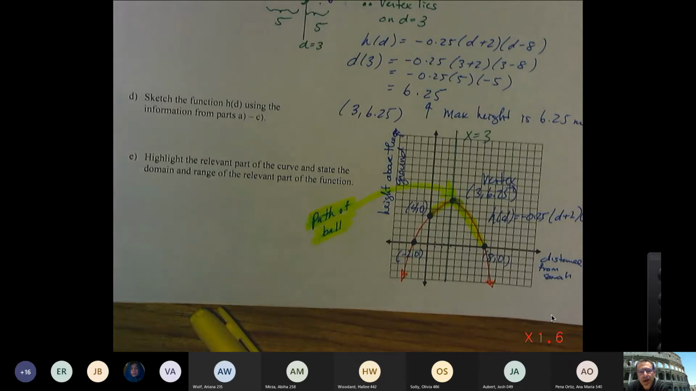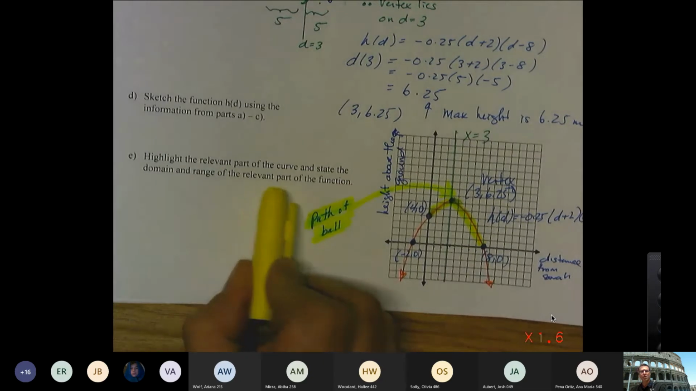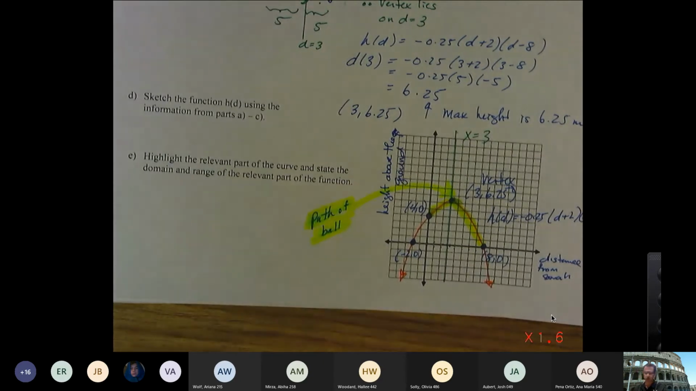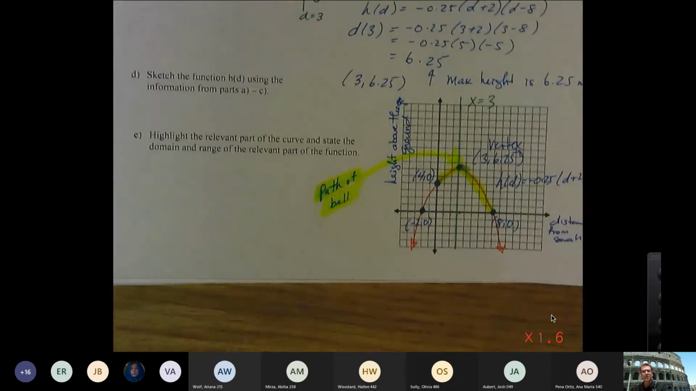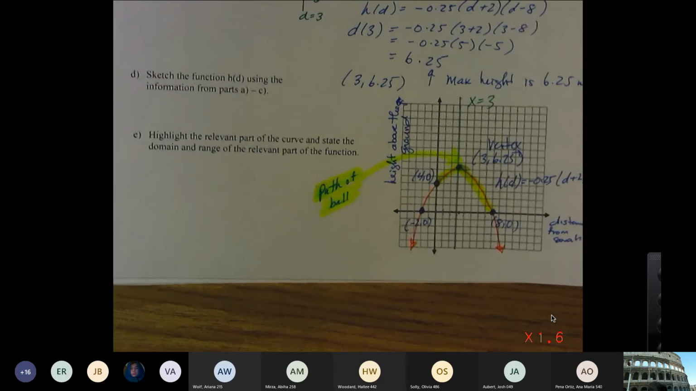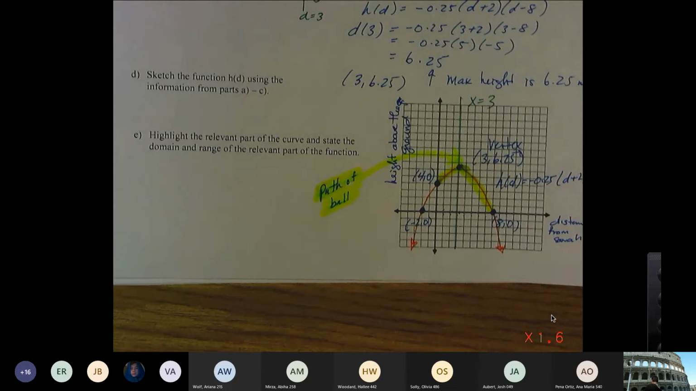I'll give you a second to think about that for a minute, because we need to talk about domain and the range of the path of the ball. It calls it the relevant part of the graph, or the relevant part of the function. We want the domain and range of just the path of the ball, not the entire parabola. So when I look at this, I need to get another color here. What's going to be a good color? That's a great color.